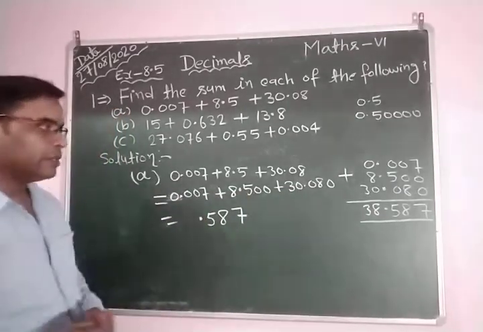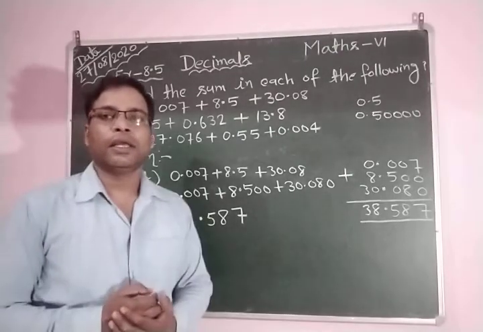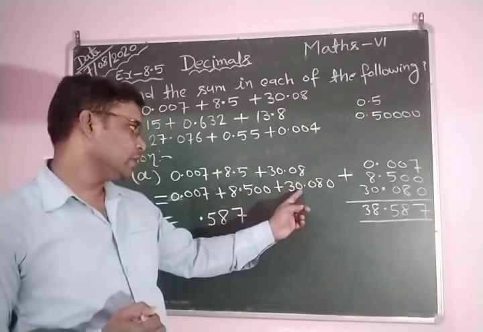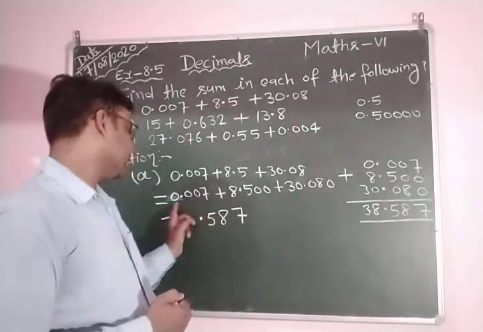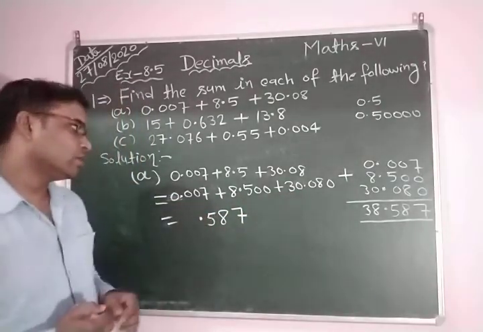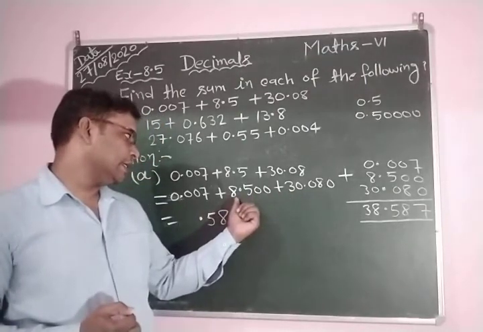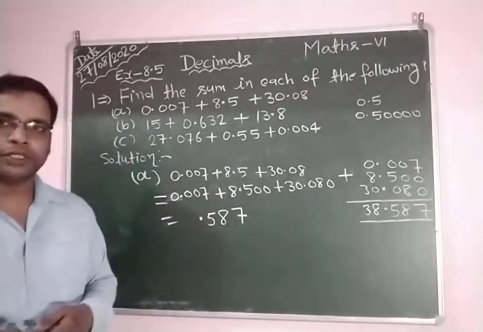Okay, after this we sum the ones place digit. The ones place digit is 0 here, here 8, and here 0. Okay, so 0 plus 8 plus 0 is equal to 8.